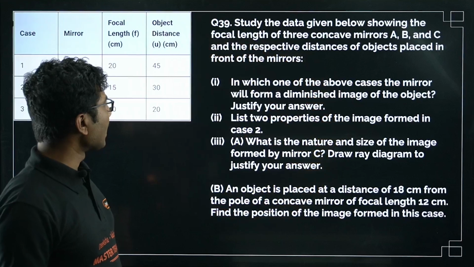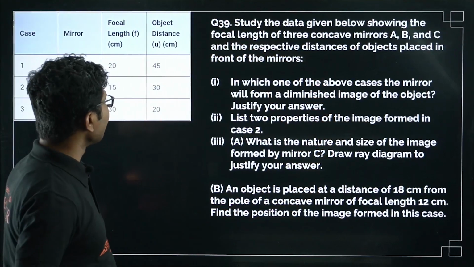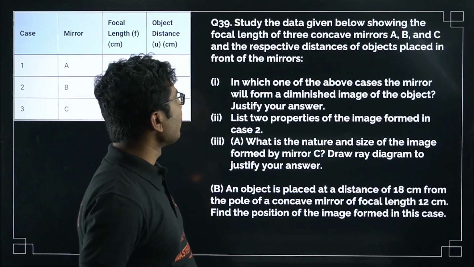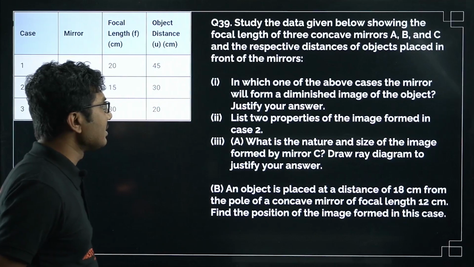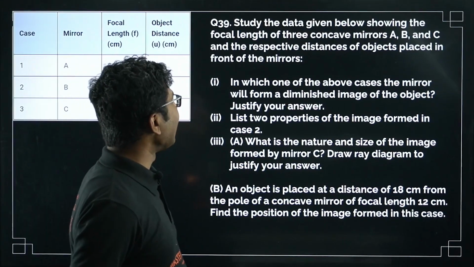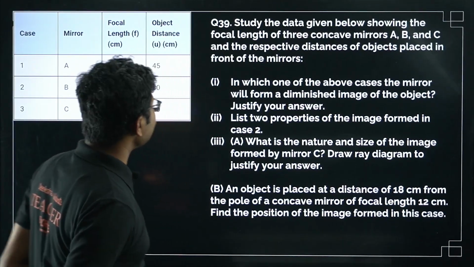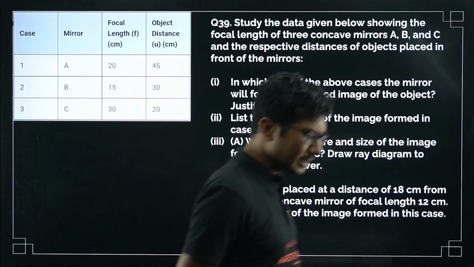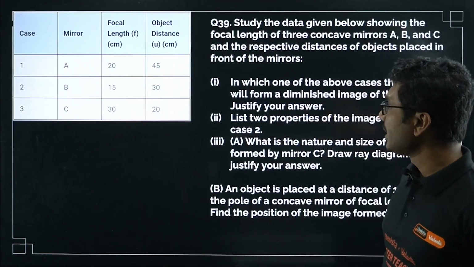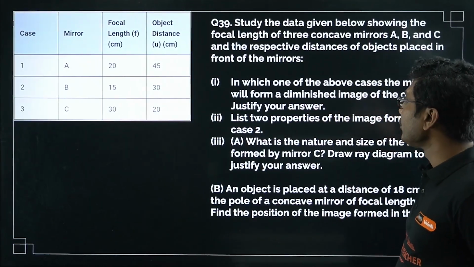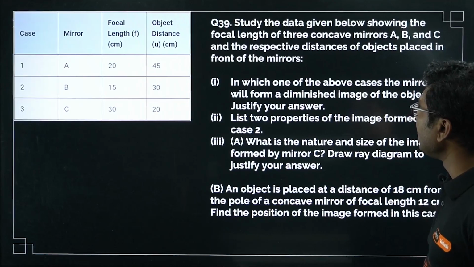Okay, now the 4 marker question. This is also a very interesting question. Study the data given below showing the focal length of 3 concave mirrors A, B and C, and the 3 respective distances of the object placed in front of the mirror. Now I have solved this question in my lecture. If you have missed it, you can check it again. In which of the above cases will the mirror form a diminished image of the object?